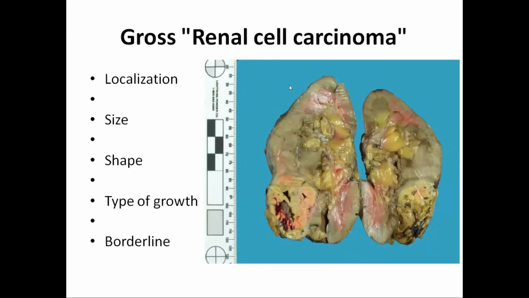Gross renal cell carcinoma. This is a focus of renal cell carcinoma. Localization: kidney pole. Size 2 to 5 centimeters. Shape irregular or round. Type of growth invasive, and borderline not prominent.